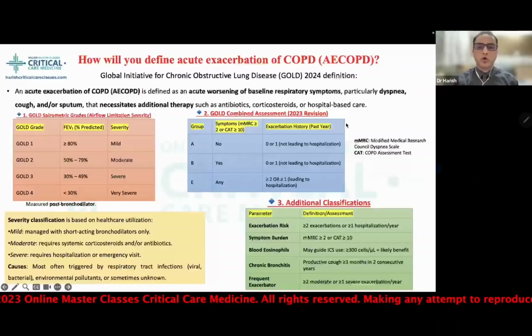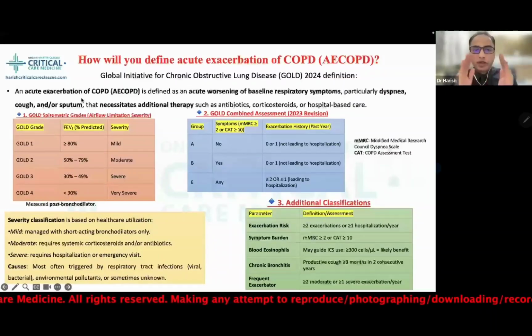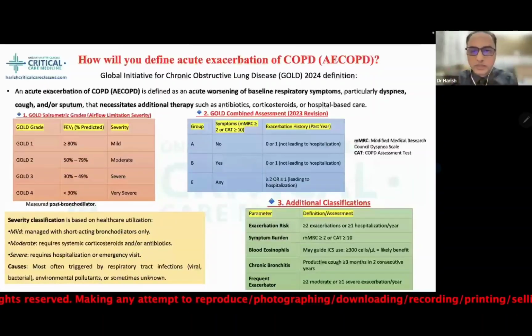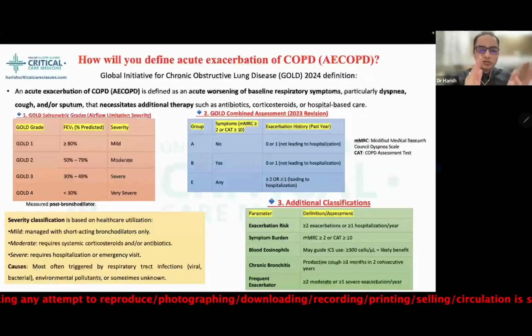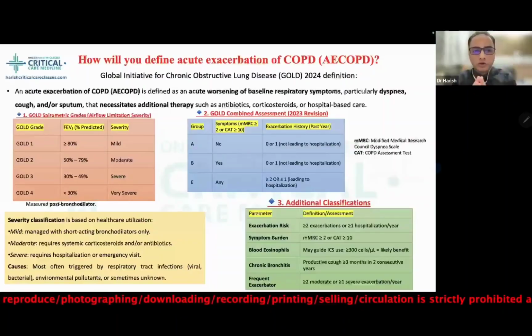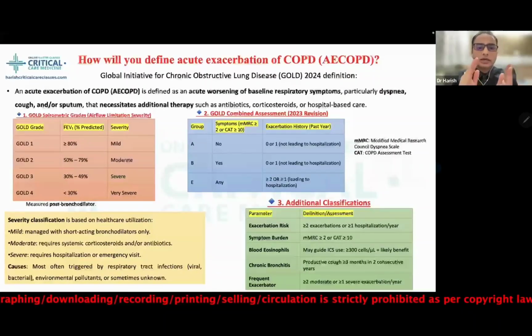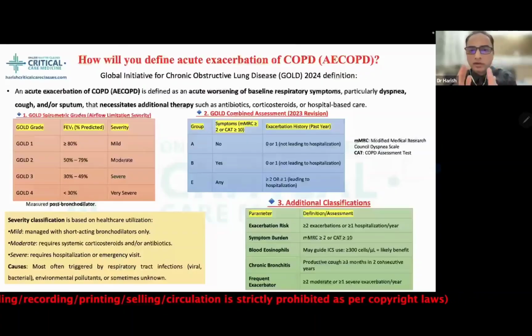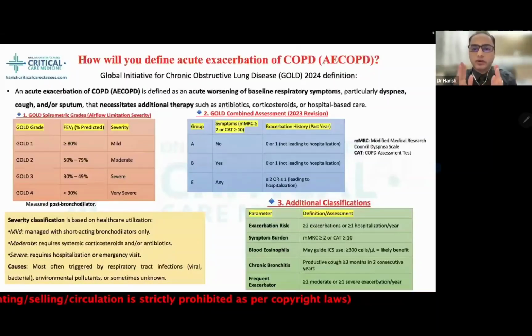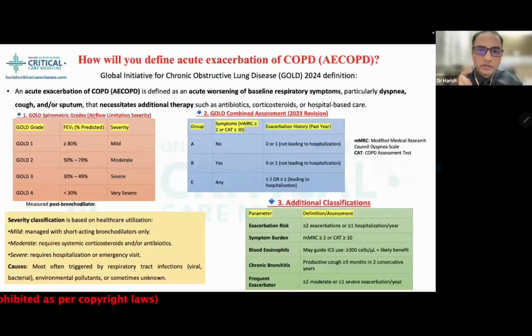Okay, so according to the GOLD 2024 definition, acute exacerbation of COPD is defined as an acute worsening of baseline respiratory symptoms, particularly dyspnea, cough and/or sputum, that necessitates additional therapy such as antibiotics, steroids, with or without hospital-based care. So that is the definition of acute exacerbation of COPD. The next question is going to be how you are going to grade severity based on GOLD, or the recent revision of the GOLD criteria of COPD.